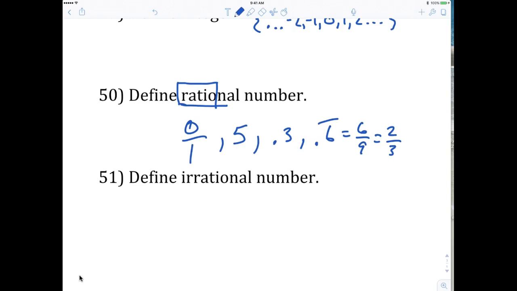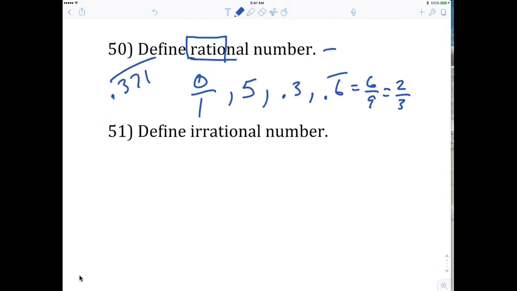So, again, a rational number is any number that can be written as a fraction. If you're describing decimals, what I want you to remember is this. If it terminates, what does terminate mean? If it ends, or if it repeats. For example, 0.371 repeating. Is that a rational number? Yes, it's rational because it repeats. Is everybody happy with that explanation? For your definition, I would like for you to just say any number that can be written as a fraction.